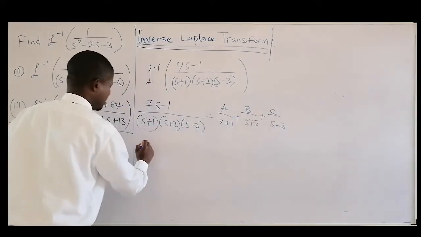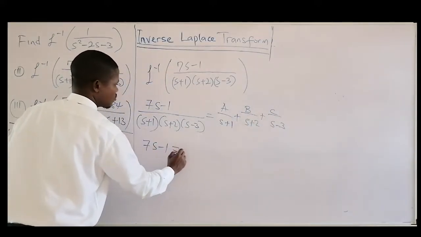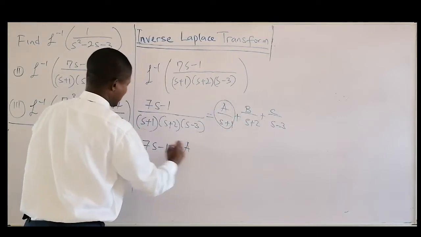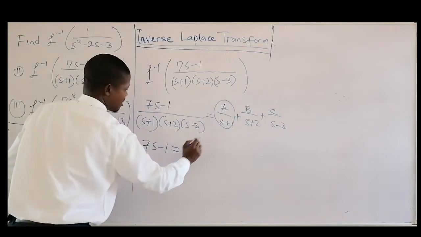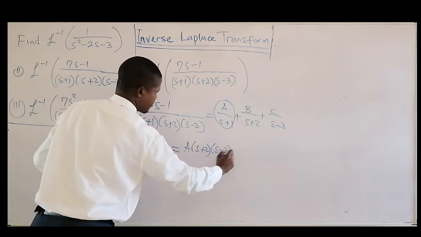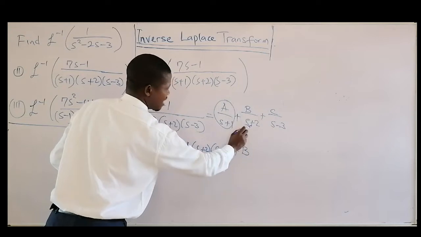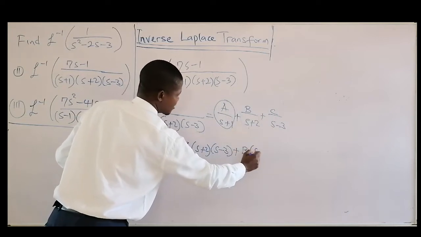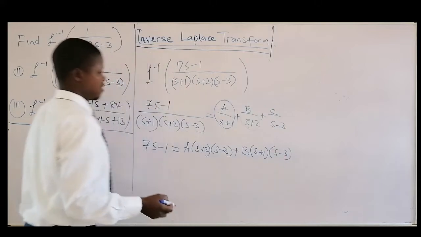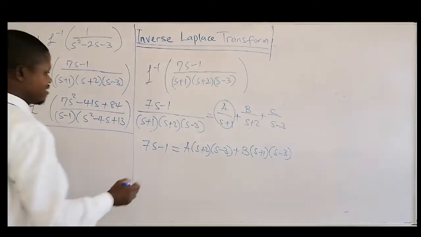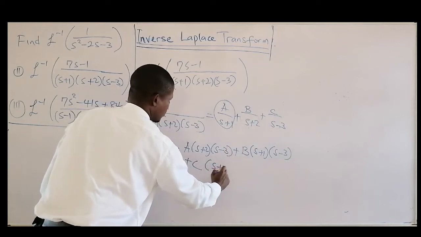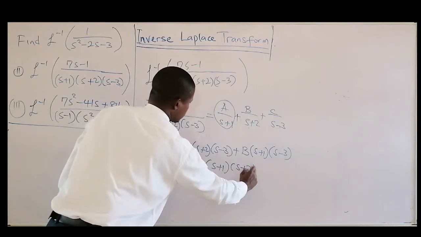So we now have 7x minus 1 equal to, if you multiply through by this part, A into bracket (x plus 1) we cancel here, then we have (x plus 2)(x minus 3), plus B, (x plus 2) we cancel here, then you have (x plus 1) into bracket (x minus 3). Then the last part, plus C, (x minus 3) we cancel, you have (x plus 1)(x plus 2).